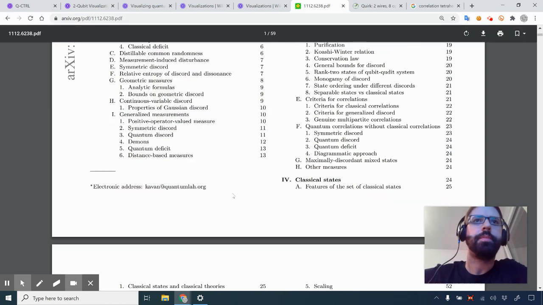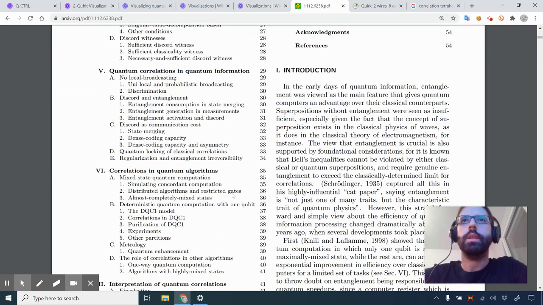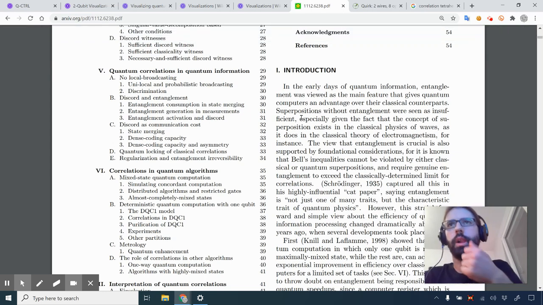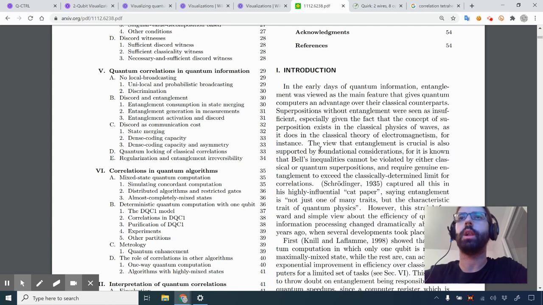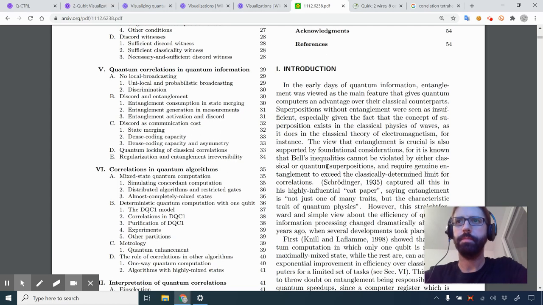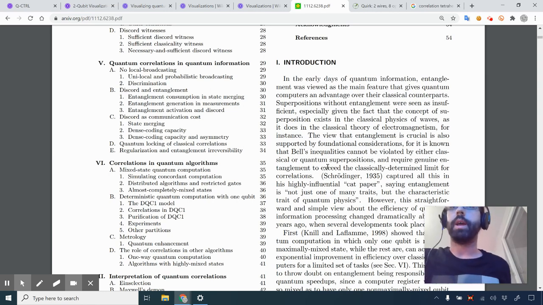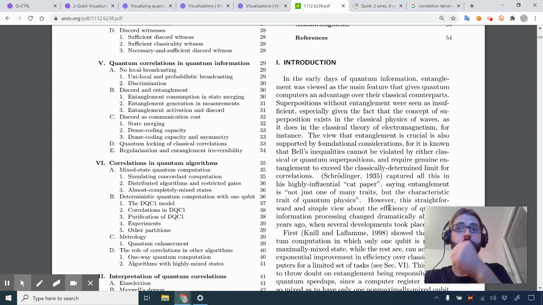Okay, let's dig into these. Let's go through the introduction. In the early days of quantum information, entanglement was viewed as the main feature that gives quantum computers an advantage over their classical counterparts. Superpositions without entanglement were seen as insufficient, especially given the fact that the concept of superposition exists in the classical physics of waves, as it does in the classical theory of electromagnetism, for instance. The view that entanglement is crucial is also supported by foundational considerations, for it is known that Bell's inequalities cannot be violated by either classical or quantum superpositions and require genuine entanglement to exceed the classically determined limit of correlation for correlations.